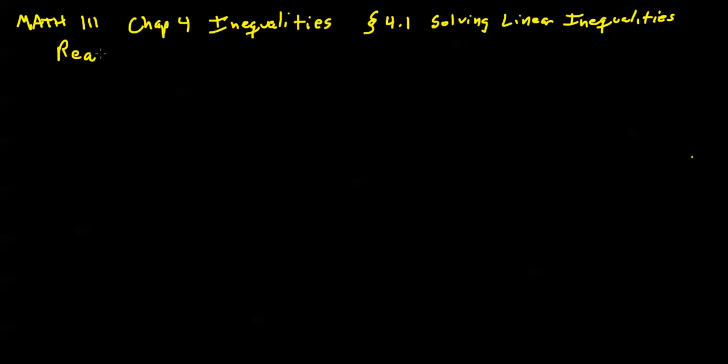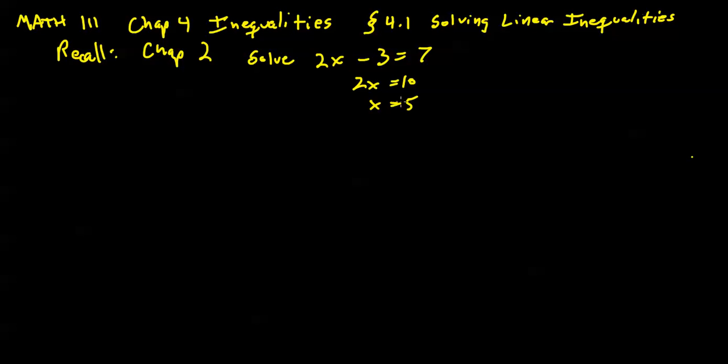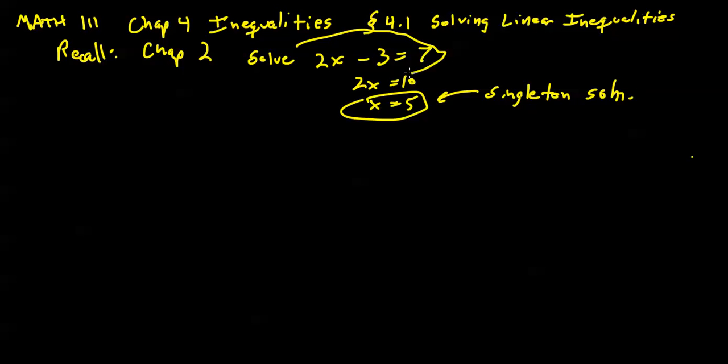If you recall, in Chapter 2, we were able to solve fairly easily equations of this type. Alright, so if 2x minus 3 equals 7, if we add 3 to both sides, we get 2x equals 10, and of course x then equals 5. We have what we call a singleton solution.